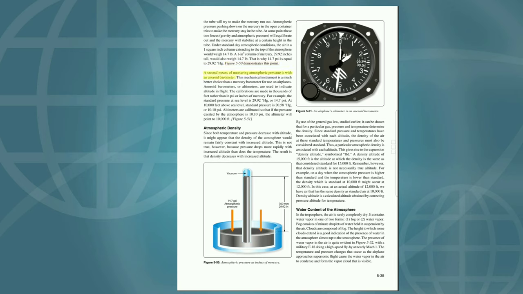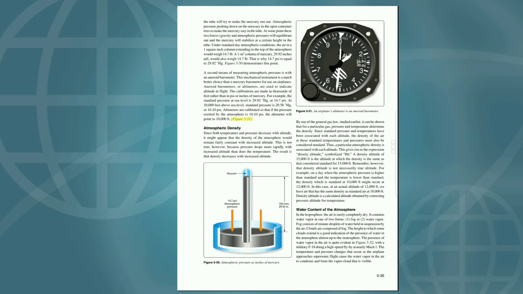A second means of measuring atmospheric pressure is with an aneroid barometer. This mechanical instrument is a much better choice than a mercury barometer for use on airplanes. Aneroid barometers, or altimeters, are used to indicate altitude in flight. The calibrations are made in thousands of feet rather than in psi or inches of mercury. For example, the standard pressure at sea level is 29.92 inHg, or 14.7 psi. At 10,000 feet above sea level, standard pressure is 20.58 inHg, or 10.10 psi. Altimeters are calibrated so that if the pressure exerted by the atmosphere is 10.10 psi, the altimeter will point to 10,000 feet.